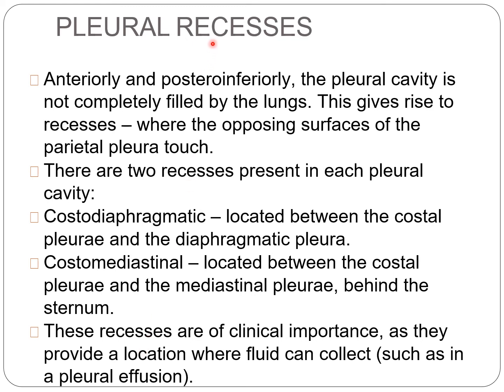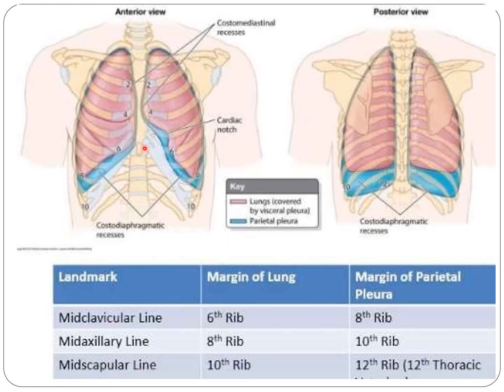So there are two recesses, costodiaphragmatic and costomediastinal. These recesses are formed by that part of the pleural cavity which is not occupied or filled by lungs. In this picture you can see the recesses. This is the costodiaphragmatic recess of both lungs. This is the costomediastinal recess. This is the location of the costomediastinal recess behind the sternum. You cannot see it here, but this is the location.